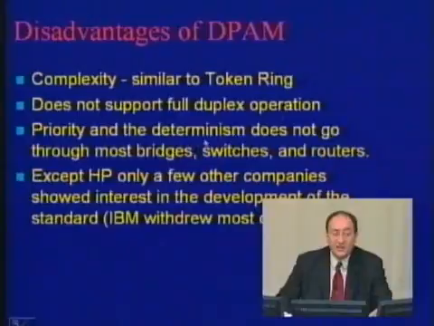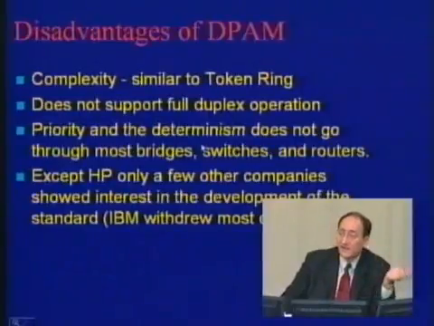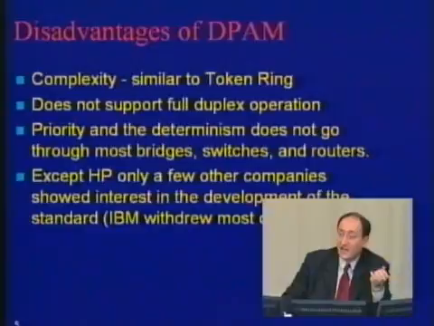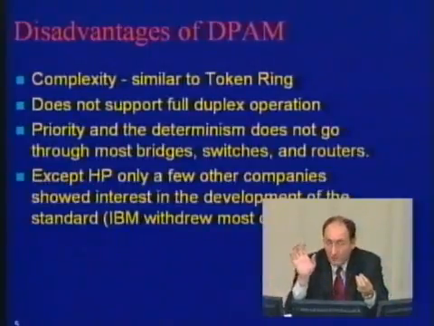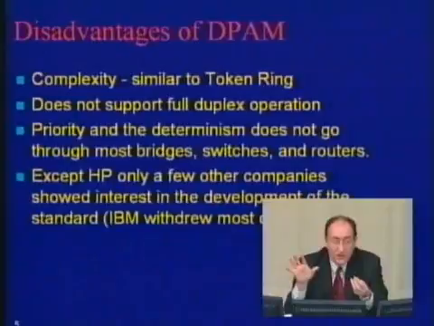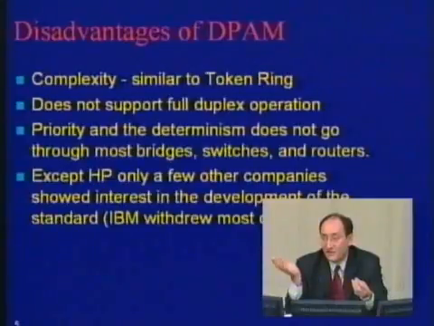The priority that you have in DPAM is similar to the priority that you have in token ring. When you want to transfer from one LAN to another LAN, and in between you have a bridge, that priority gets damaged. For example, on one side you have priority in the LAN, which is like DPAM. At the other side, you have Ethernet. You cannot map it anyways. So you have to lose your priority.